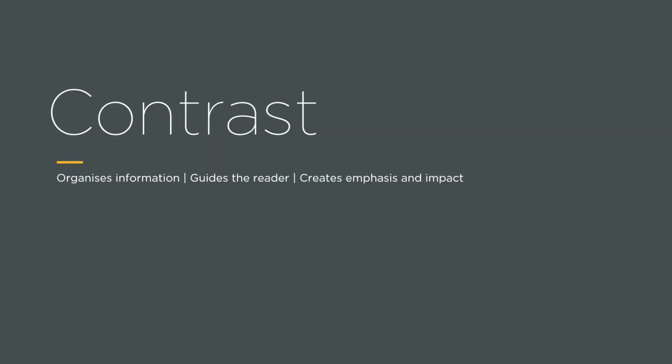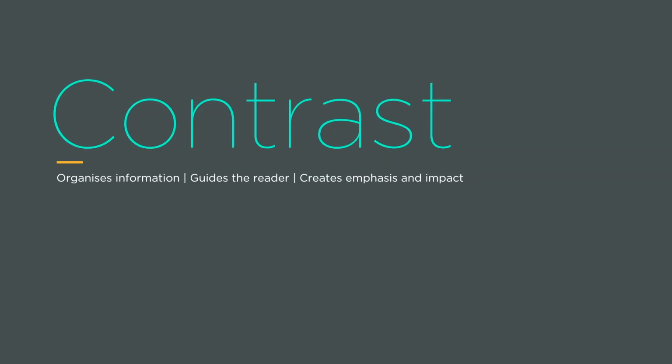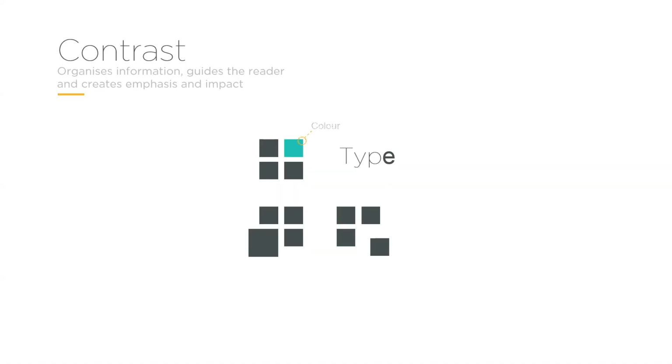Design principle number 3 is contrast. So contrast is really important for creating emphasis and impact. But in particular, you can use it to create a hierarchy with your information to guide your reader through your communication, highlighting what you want them to notice first, second, and so on. So there's a number of ways that we can create contrast. We can do it through color, type, scale, location.